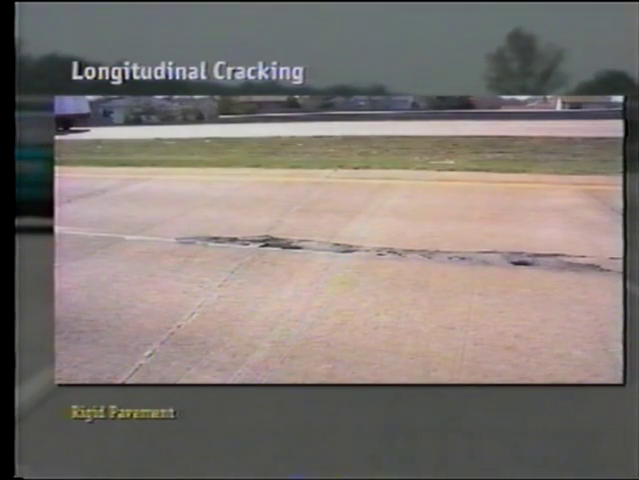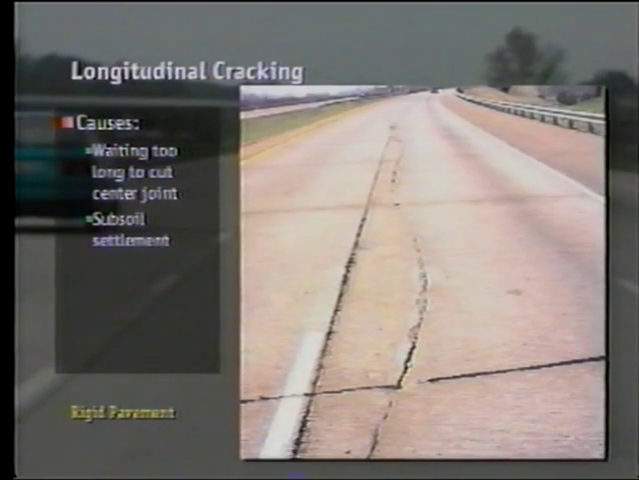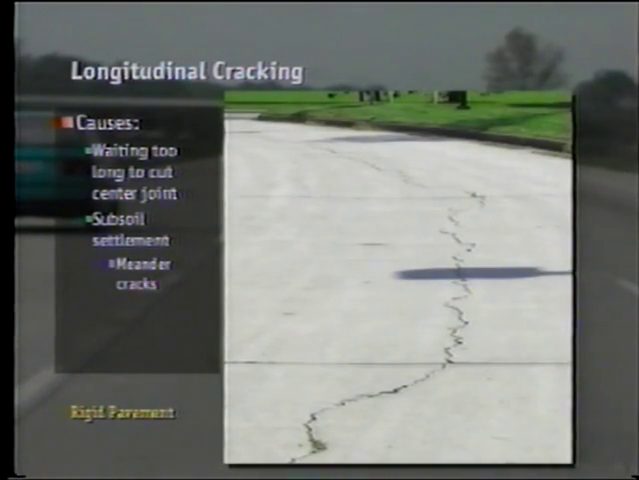Longitudinal cracking is very similar in nature to the transverse problems we just discussed. The primary cause of a longitudinal crack is waiting too long to saw the center joint after placing the concrete. Longitudinal cracks can also be caused by subsoil settlement from improper drainage, utility trench settlement, or frost heave and spring thaw. When these cracks wander through a slab, they're also known as meander cracks.